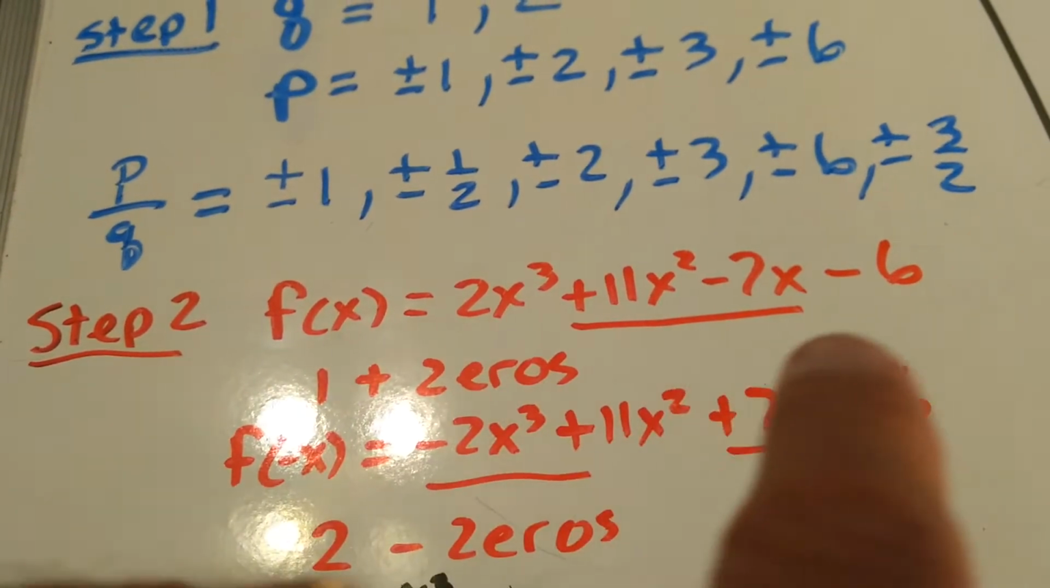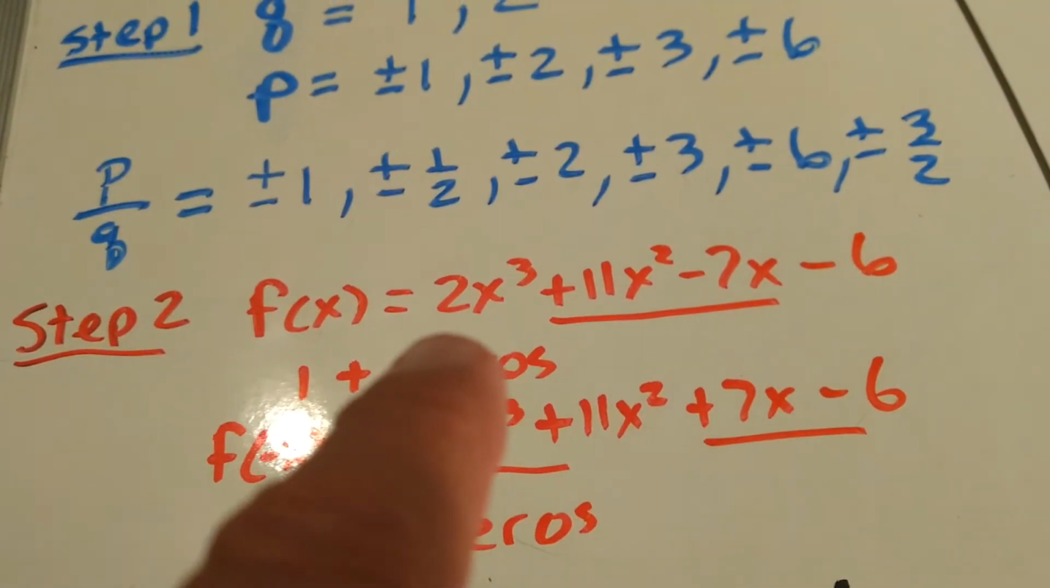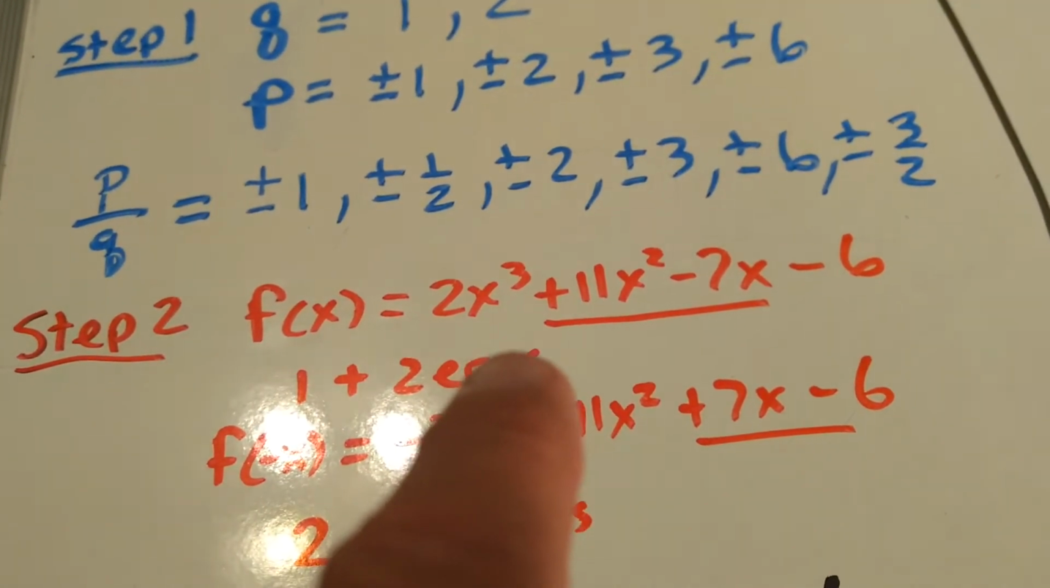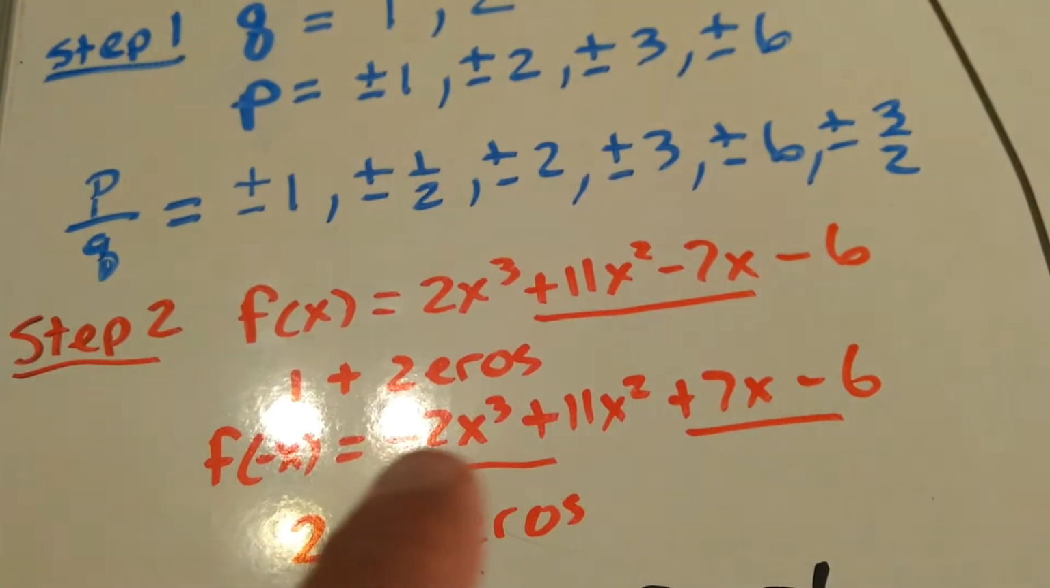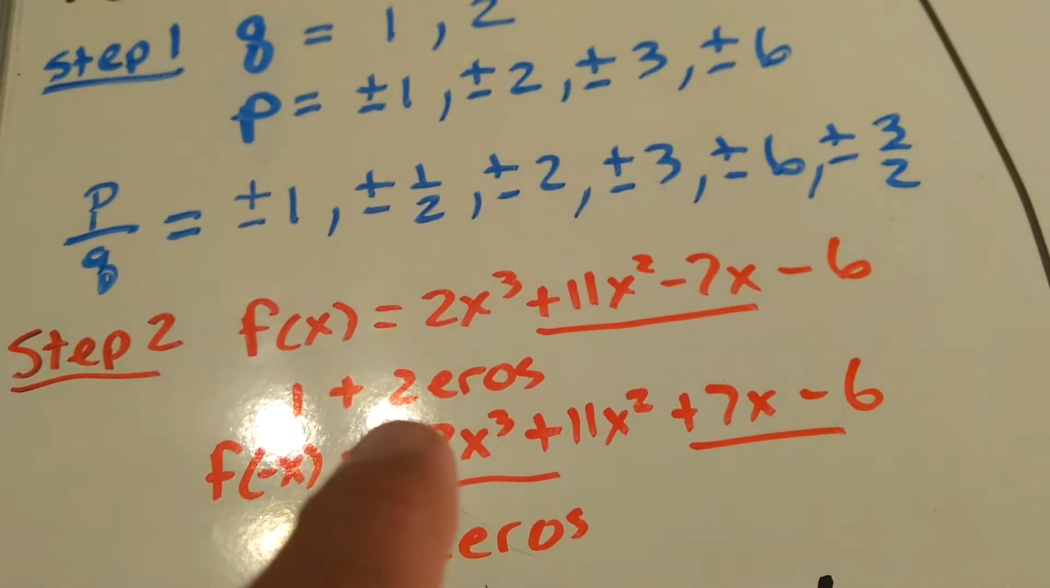So we write the function as it is, and we count the sign changes. Positive, positive, no sign change. Positive, negative, sign change. Negative, negative, no sign change. So we have 1 positive 0.